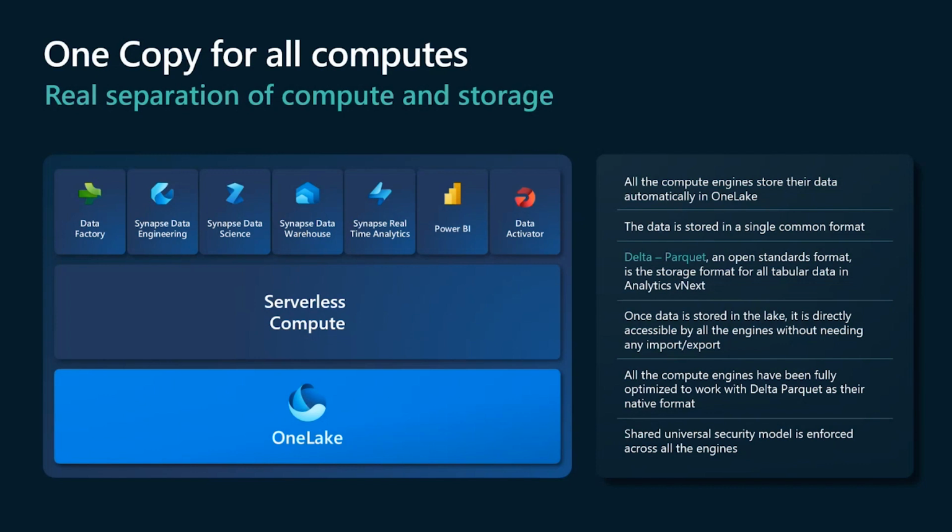One Copy allows for real separation of compute and storage with all the data stored in a single common format. The data is stored in a Delta Parquet format. It's open for integration into any of the non-Microsoft technologies that you might want to use in future. And then Data Activator is one new capability that has come up, which essentially helps you to create models, rules, and triggers to activate data and create sort of database reflexes in your system.